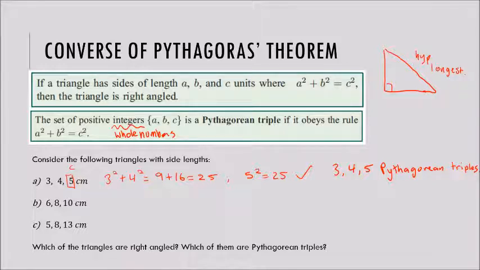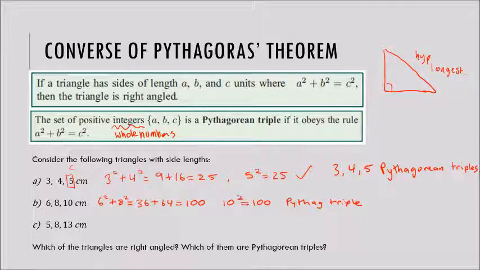Next one, let's see if 6 squared plus 8 squared is going to be equal to 10 squared. So 6 squared is 36, and then 8 squared is 64, and if we add them up together we get 100. Now 100 is 10 squared. So we have another one, another Pythagorean triple. I'm just going to write it like that.